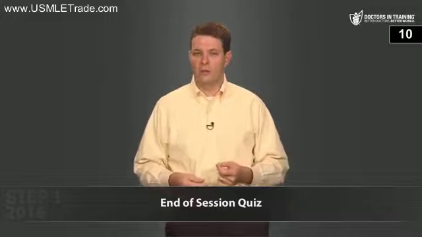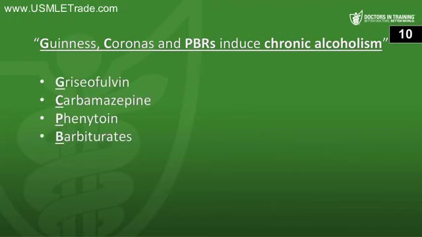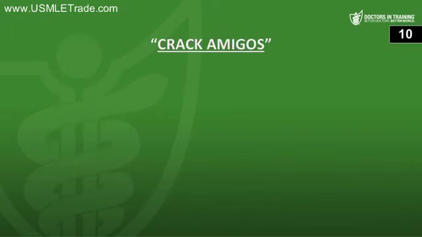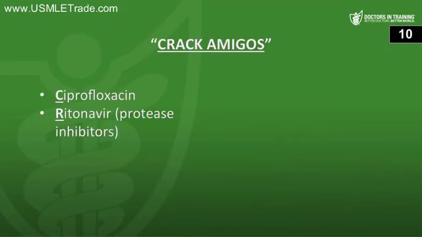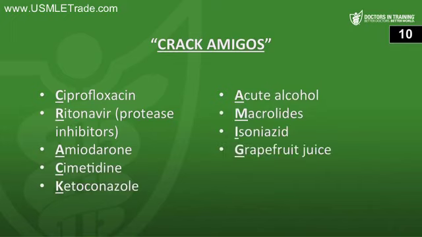For the inducers, our mnemonic was Guinness, Coronas, and PBRs induce chronic alcoholism, which stands for griseofulvin, carbamazepine, phenytoin, barbiturates, rifampin, St. John's wort, and chronic alcoholism. Then the mnemonic for the inhibitors was CRACK AMIGOS, which stands for ciprofloxacin, ritonavir and other protease inhibitors, amiodarone, cimetidine, ketoconazole, acute alcohol use, macrolides, isoniazid, grapefruit juice, omeprazole, and sulfonamides.